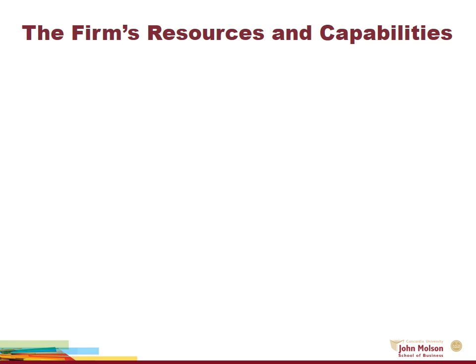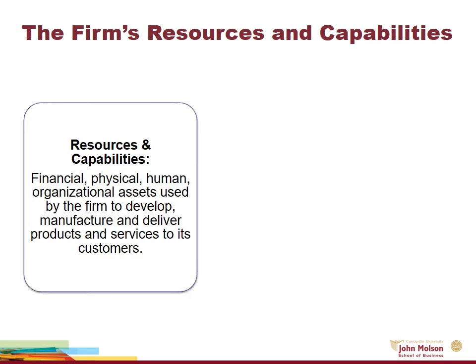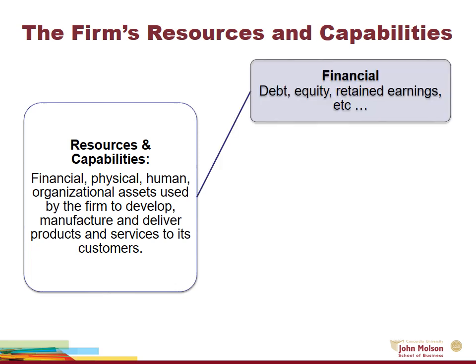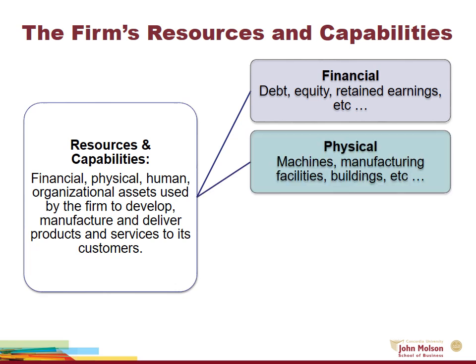So let's look at some of the firm's resources and capabilities. So any firm will have multiple resources and capabilities, and these resources and capabilities can be either financial, physical, human, or organizational. It is used by the firm to develop and manufacture different products and services that they will offer to its customers. So when we talk about financial resources, we can talk about the debt that the organization has, the equity, the retained earnings, the profits, and so on and so forth.